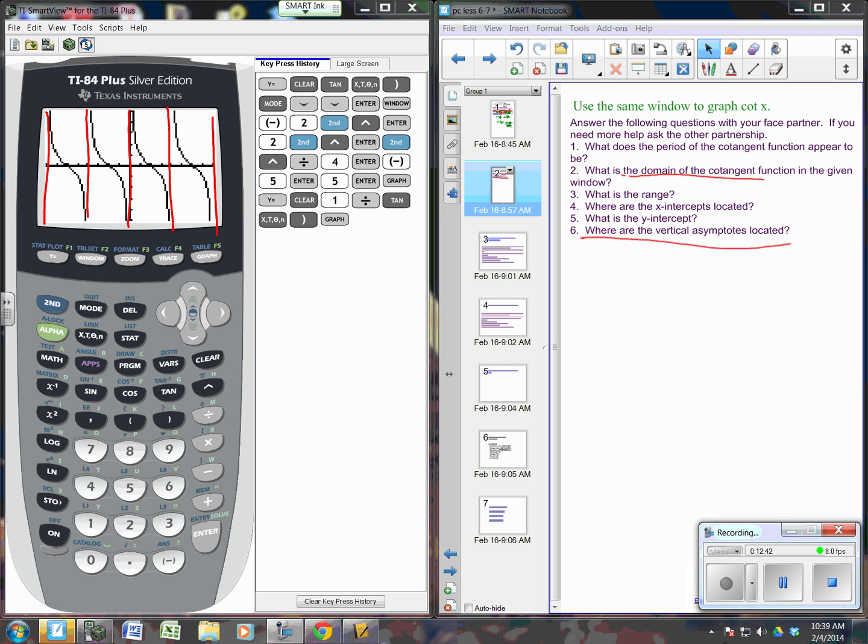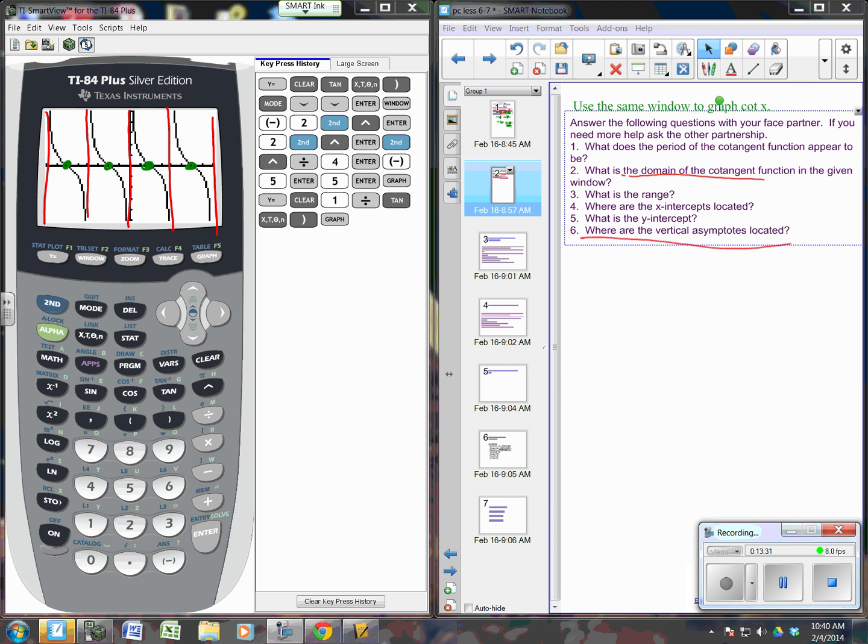Question 3. What is the range? How far up and down does this go? All real numbers. This is an easy one. Where are the x-intercepts located? All odd pi halves. Because look, it crosses the x-axis at pi halves right here, at 3 pi halves here, at negative pi halves here, at negative 3 pi halves here, same as where the asymptotes were on the tangent function. This is pi halves, that's 2 pi halves, which is 1 pi, 3 pi halves, 4 pi halves, which is 2 pi, 5 pi halves, so it's at the odd pi halves.